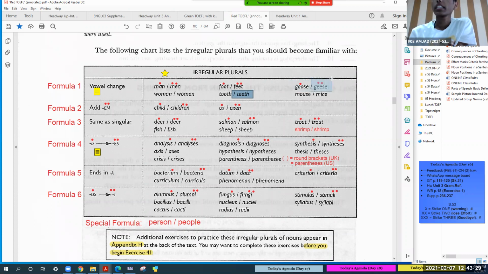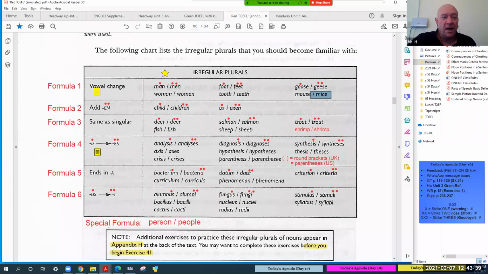Goose, geese. Good. Goose, geese, and then mouse, mice. Good. Mouse and mice. Okay. All right, and then let's see.